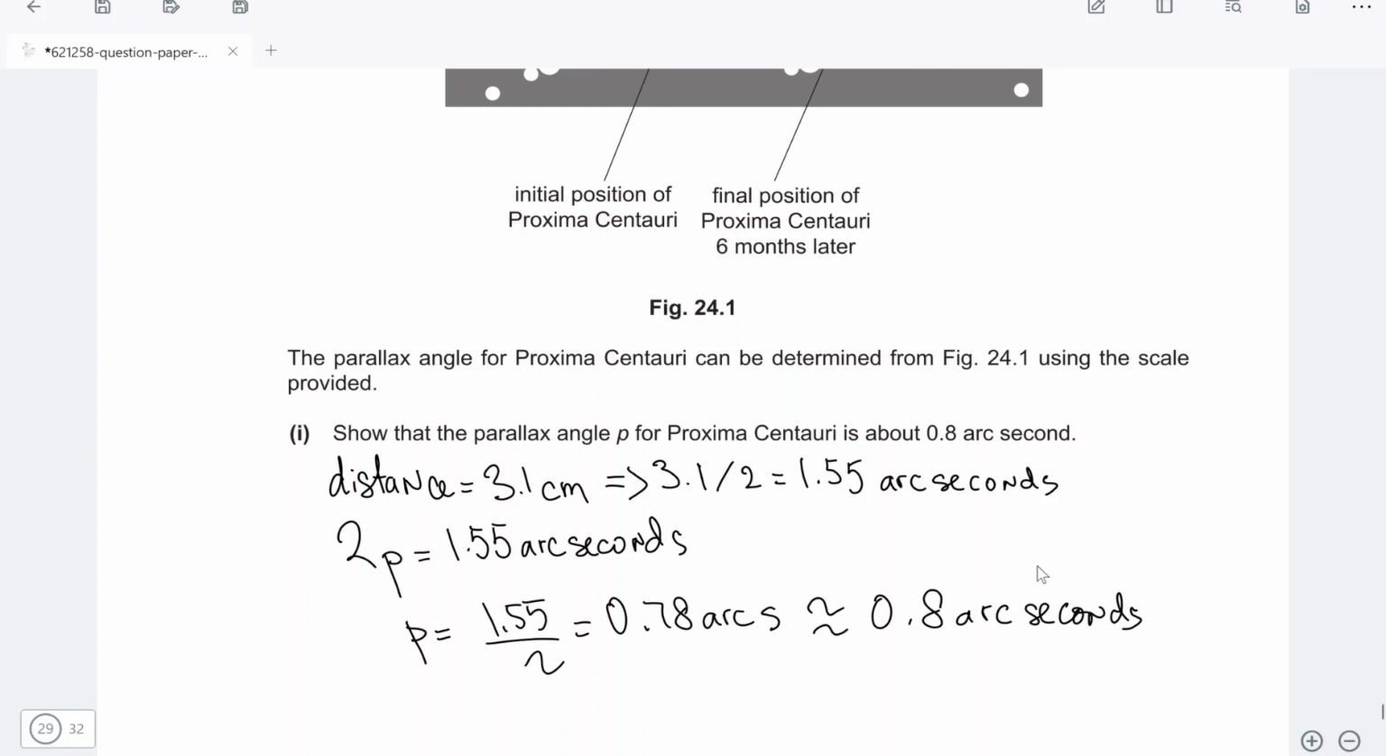If you're a little bit unsure about parallaxes, I'm going to leave a link in the description to my parallax video in which I explain those in great detail.